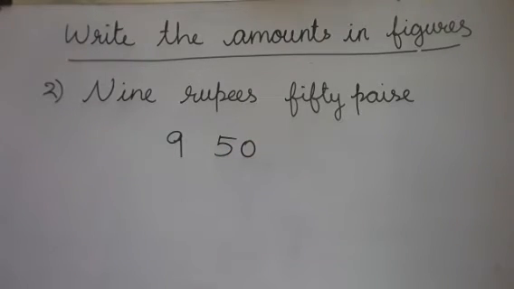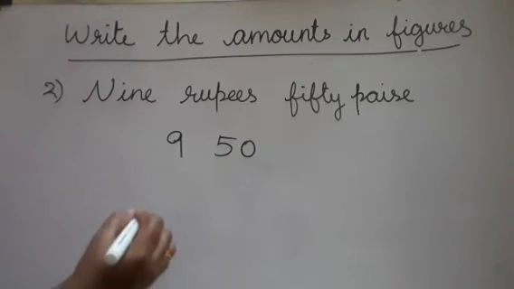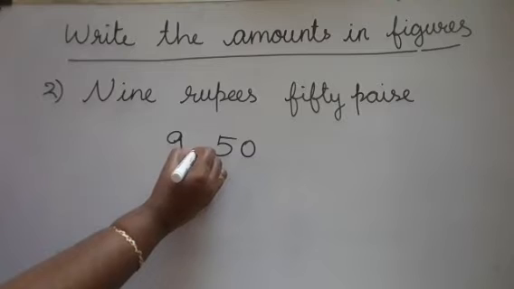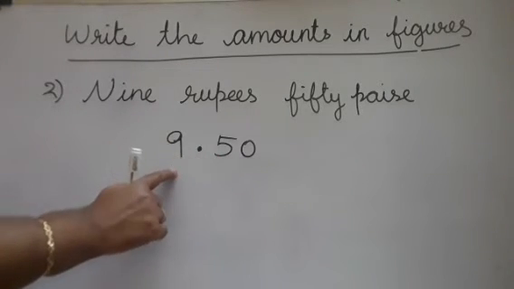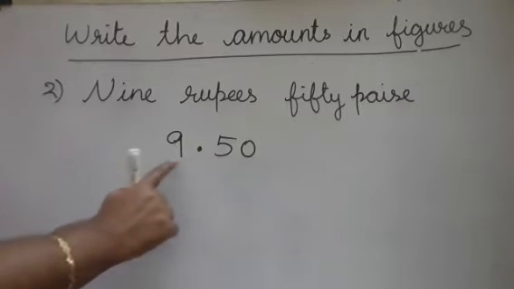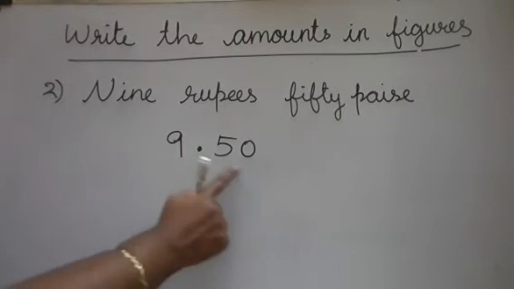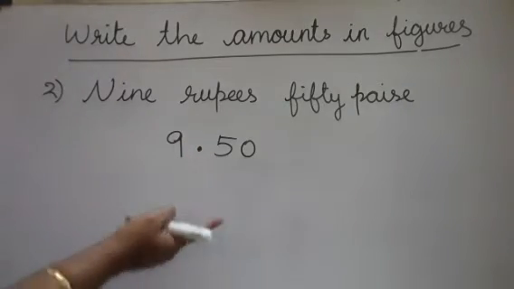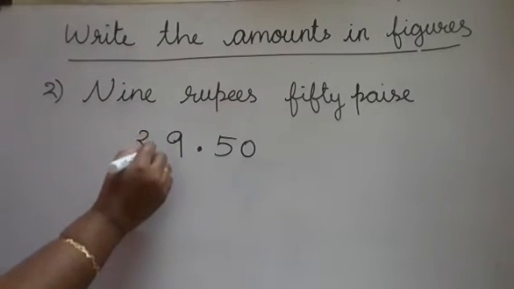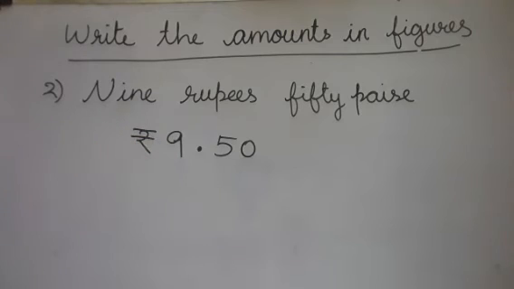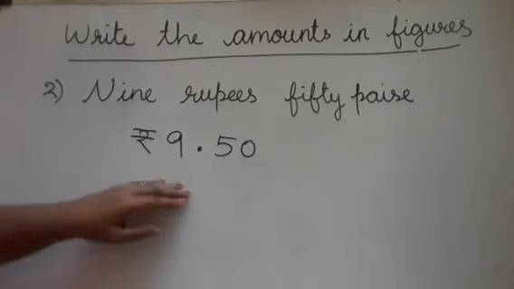Then can you tell me what you want to do? Yes, we have to put a dot because the dot is used to separate the rupees and the paise. So, in between 9 and 50, we put the dot. After that, what we can do? Yes, we can put the symbol of rupees at first. It is so easy, isn't it? Is it clear, my dear kids?